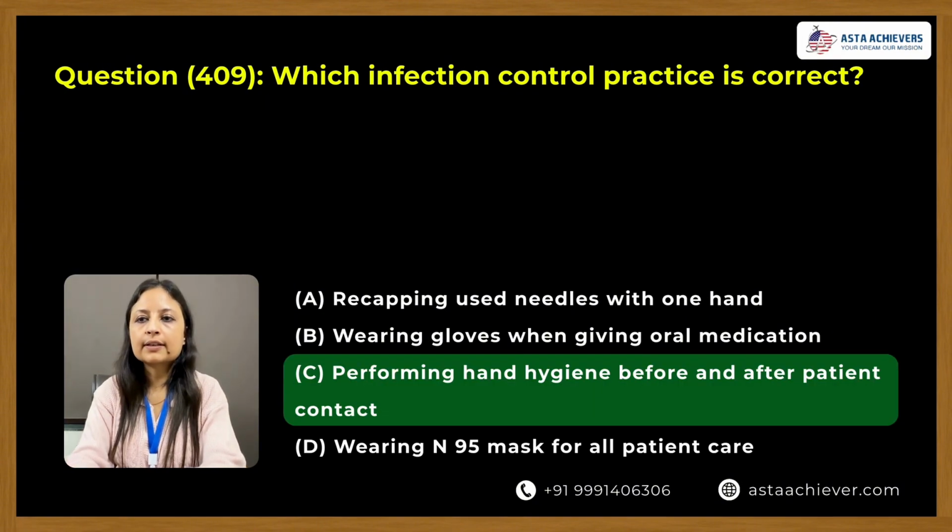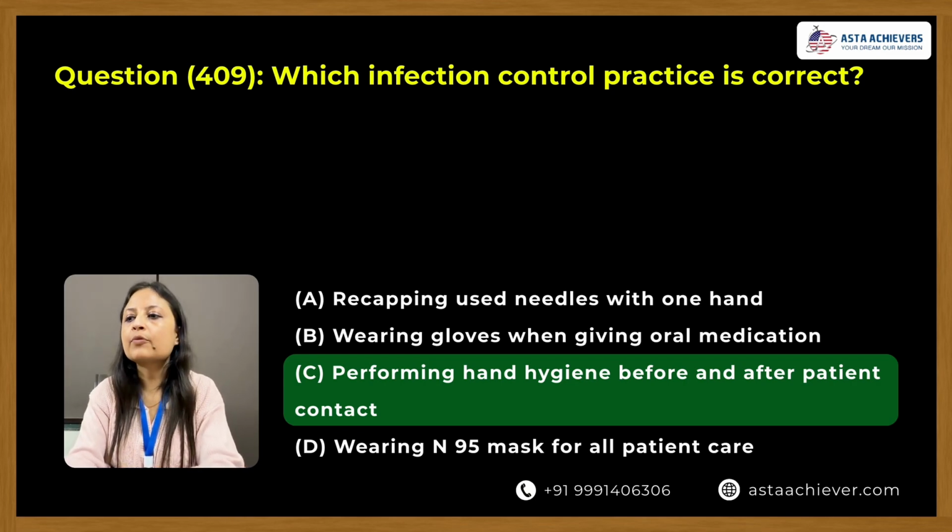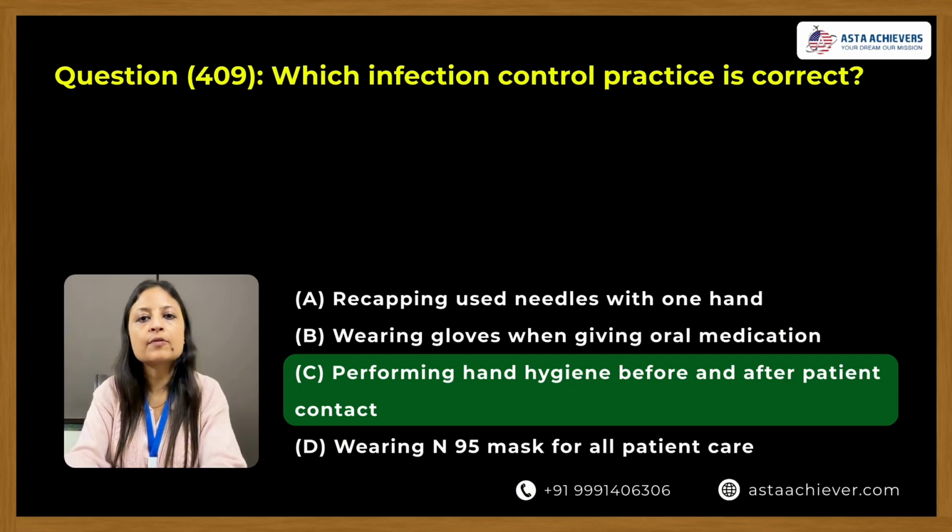Question number 409. Which infection control practice is correct here? Option A, recapping the used needle with one hand. Option B, wearing gloves when giving oral medication. Option C, performing hand hygiene before and after patient contact. And option D, wearing an N95 mask for all patient care. So option C, performing hand hygiene before and after patient contact, is the correct answer, because hand hygiene is the most effective method of preventing the transmission of infection.